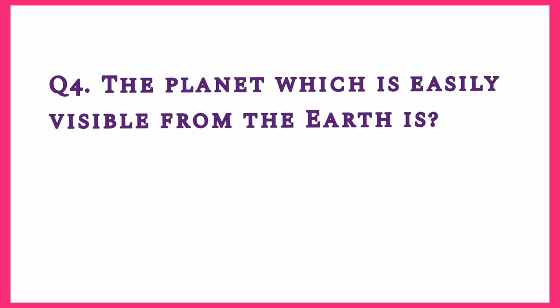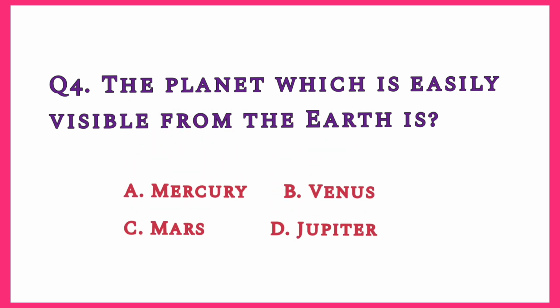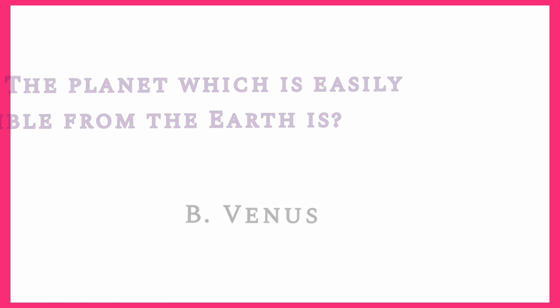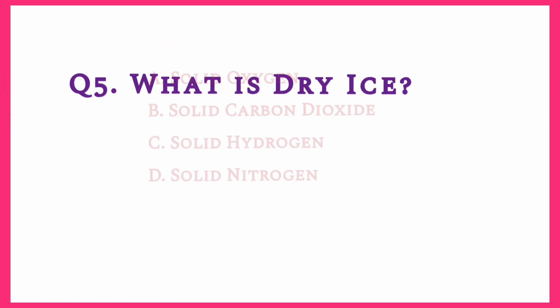The planet which is easily visible from the Earth is A. Mercury, B. Venus, C. Mars, D. Jupiter. The right answer is B. Venus.